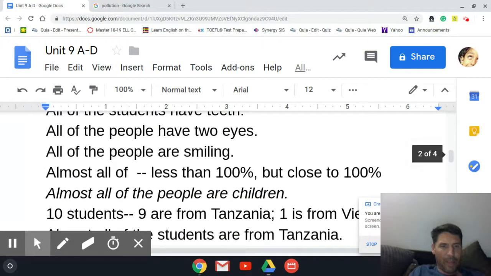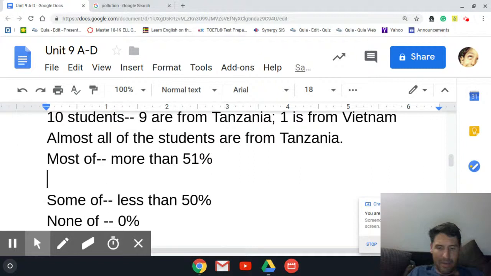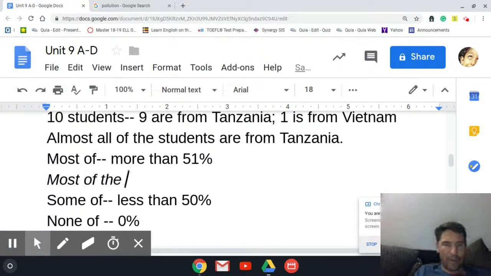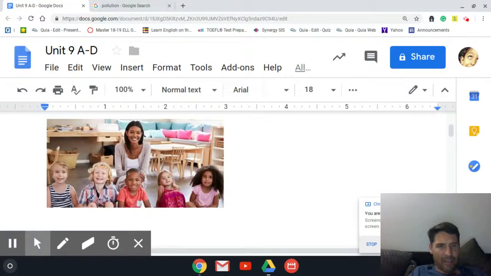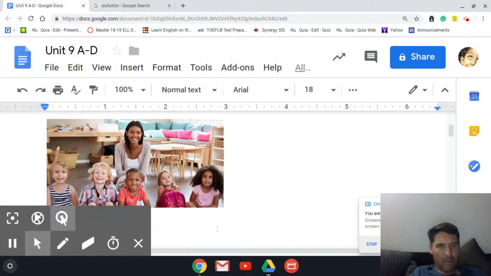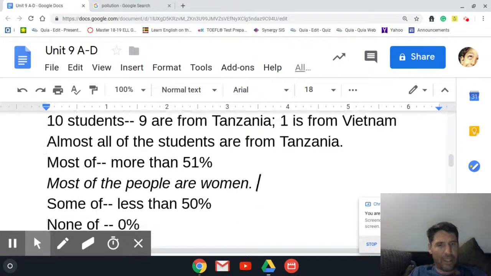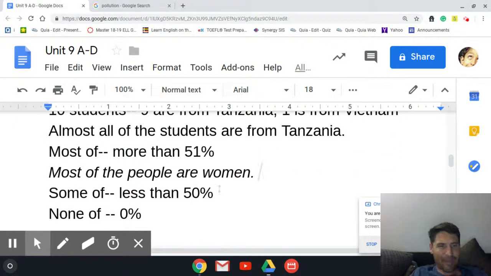So we could say something like most, because we wouldn't say almost all of them are men, right? Because the difference is only one person, right? Most of the people are women, right? Or in a picture like this, right? Most of the people are children. Oh, we already said that with almost all, didn't we? All right, let's just keep this as our example.